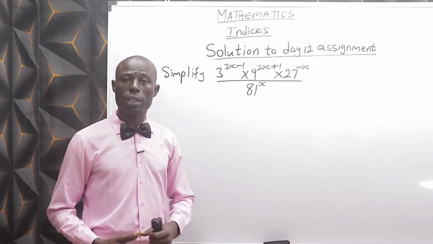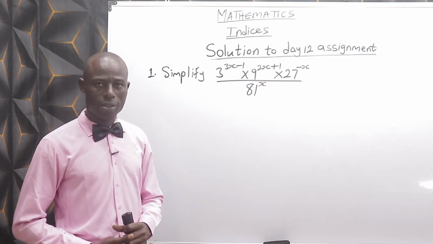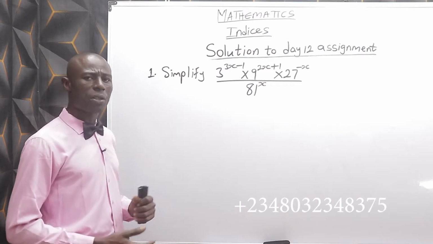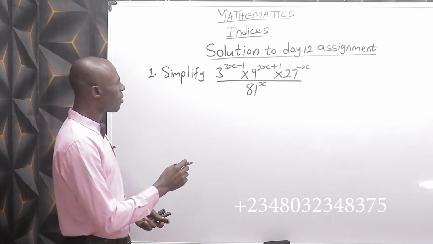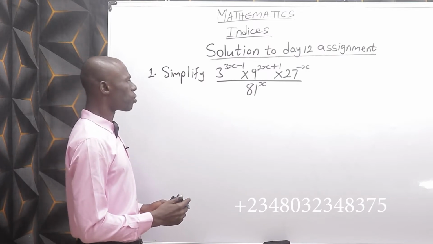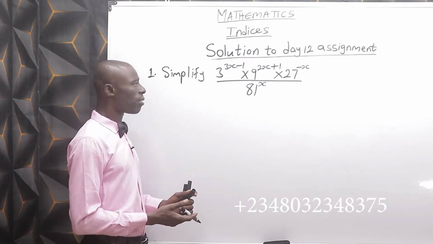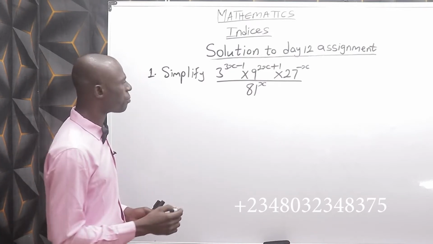Before we go into today's work, let's have the solution of our last class assignment. The question number 1 in the assignment is on the board. Simplify 3 raised to the power 3x minus 1 times 9 raised to the power 2x plus 1 times 27 raised to the power minus x divided by 81 raised to the power x.